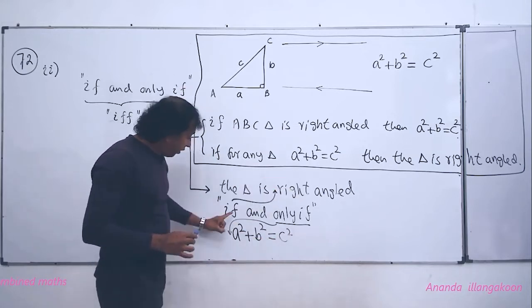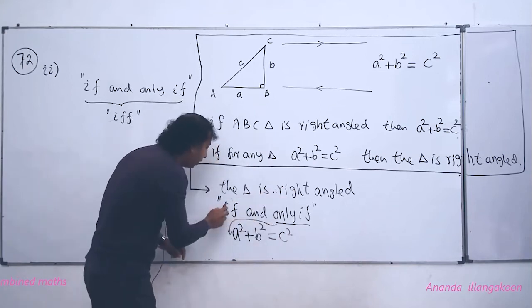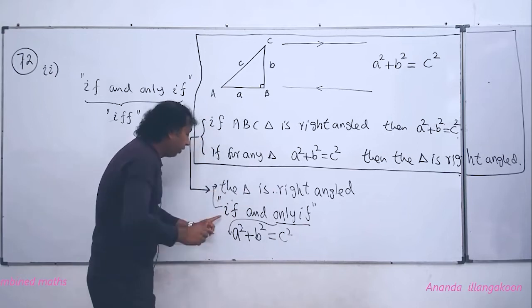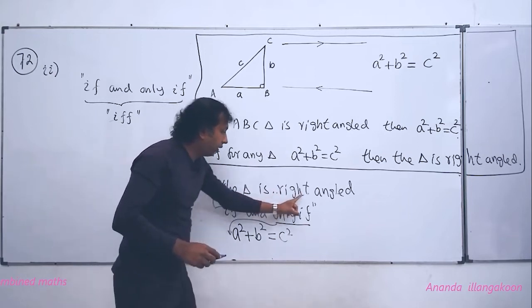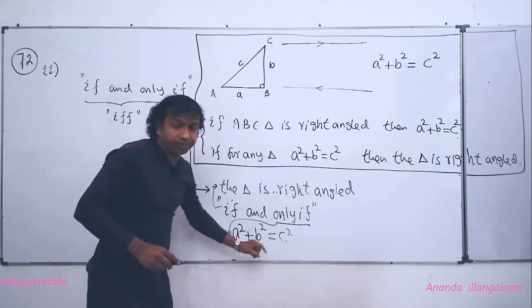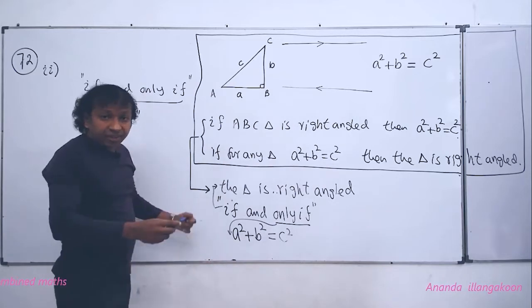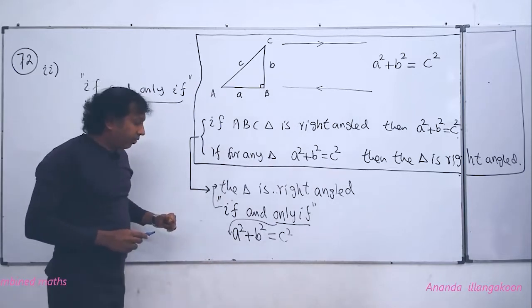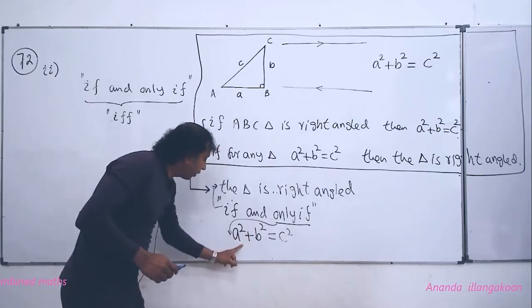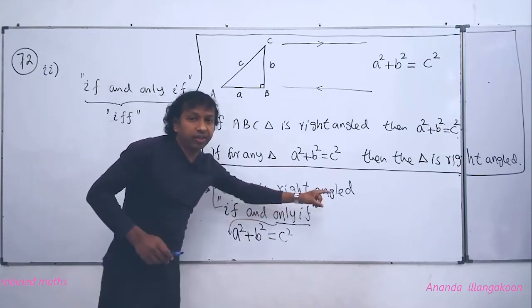Understand? If the triangle is right angled, then A squared plus B squared is equal to C squared. That is the forward result. And the backward result: only if A squared plus B squared equals C squared, the triangle is right angled.